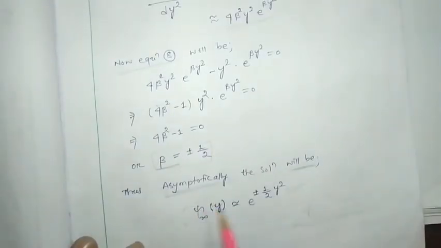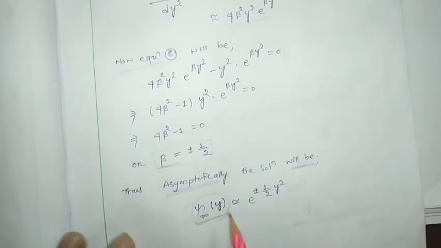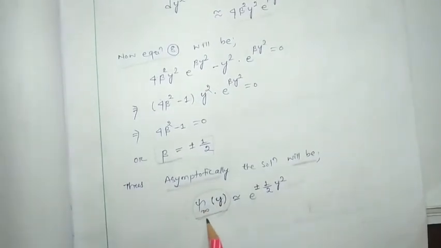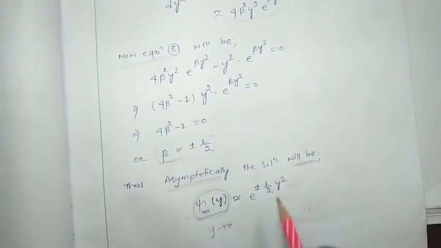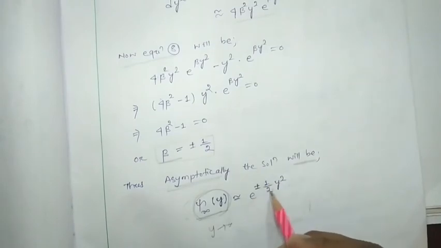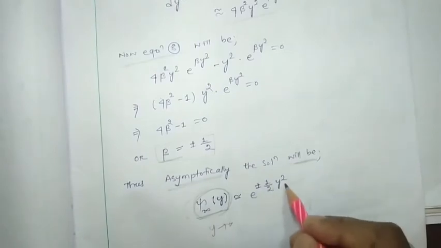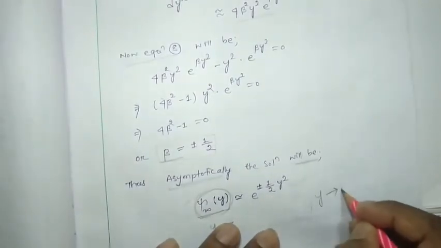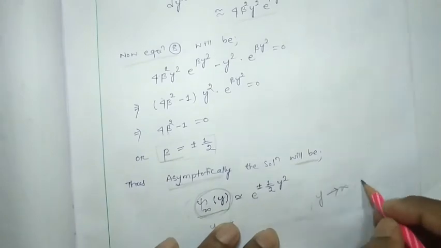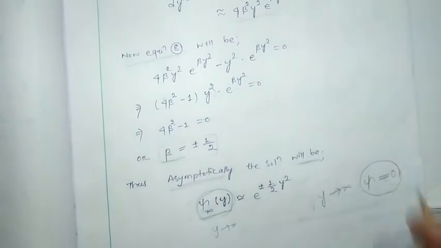What is the meaning of psi infinite? Psi infinite y means, when y tends to infinite, this is the value. We are going to consider e to the power plus 1 by 2 y square or e to the power minus 1 by 2 y square. But we know that as y tends to infinite, the psi should have to be 0. This is our boundary condition.